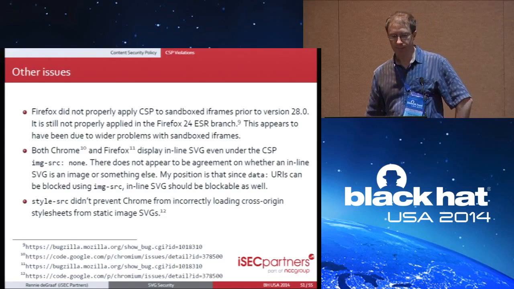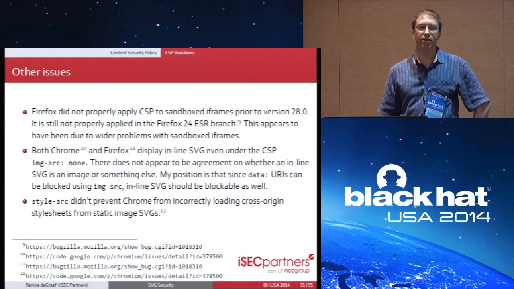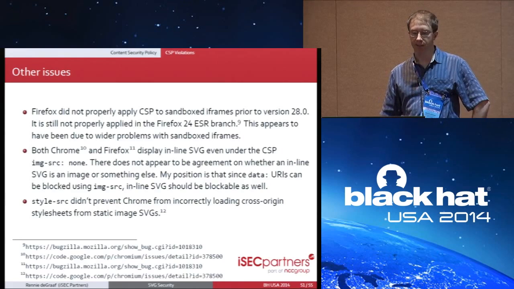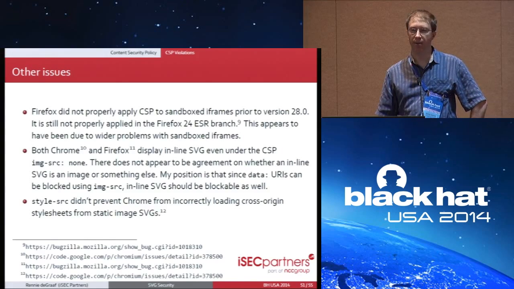Now remember at the beginning I said that you could also drop SVG inline into HTML5. Both Chrome and Firefox will display those inline SVGs even if I use CSP to say that images are not allowed from anywhere. There doesn't appear to be an agreement right now between the CSP people and the browser people over whether an inline SVG is an image that should be blockable or whether it's something else that behaves in some other way. My position on that is that since inline images with data URIs can be blocked with CSP, then inline SVG should also be blockable. Although if you have a good argument on the other side, I'd like to hear it.